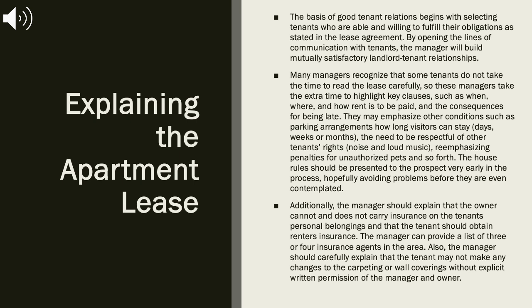Additionally, the manager should explain that the owner cannot and does not carry insurance on the tenant's personal belongings and that the tenant should obtain renter's insurance. The manager can provide a list of 3 or 4 insurance agents in the area. Also, the manager should carefully explain that the tenant may not make any changes to the carpeting or wall coverings without explicit written permission of the manager and owner.